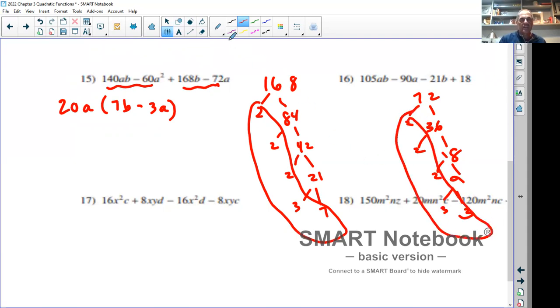So what do they have in common? We have some twos in common. How many? 1, 1, 2, 2, 3. 3 twos in common. So 2, 2, 2. How many threes in common? 1 three in common. And this one's got a 7, this one's got an extra 3. I think we're done with this. So 2 times 2 times 2 times 3 is 24. So our GCF is in fact 24.